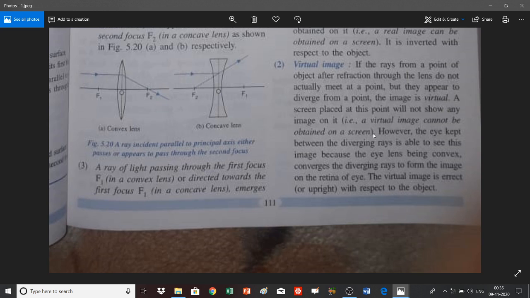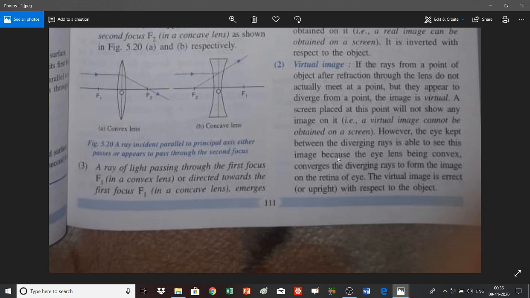However, this point is interesting. If the eye is kept between the diverging rays, that is, if you put your eye here, you will be able to see the image, because the eye lens, being convex, converges the diverging rays from the image on the retina of your eye. If you put your eye here, you can see this virtual image, because our eye has a convex lens, and this convex lens produces a real image on our retina.